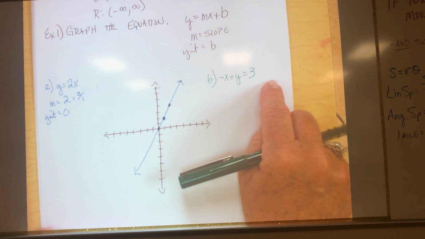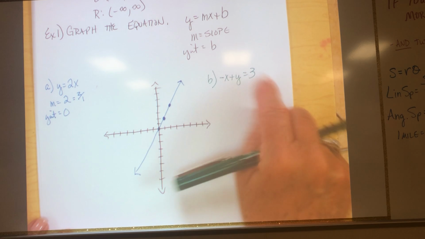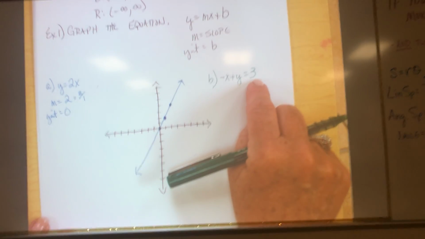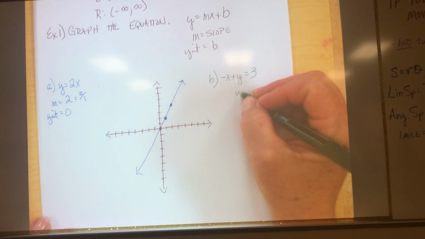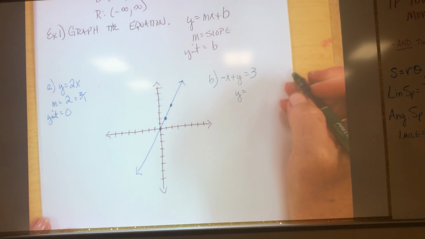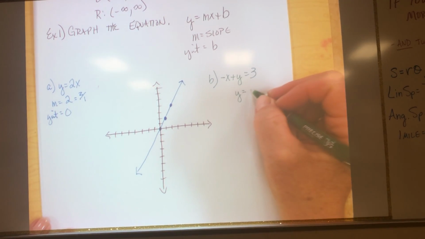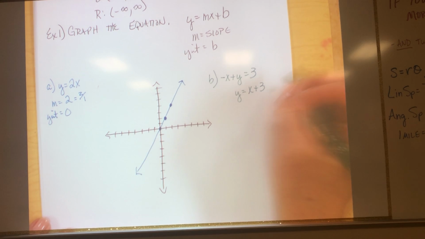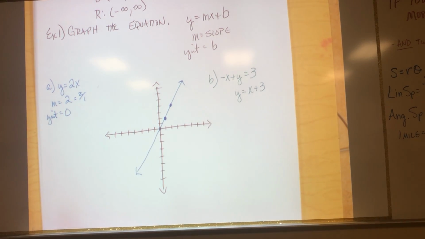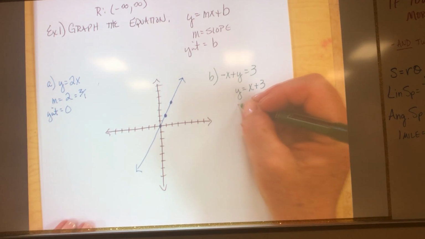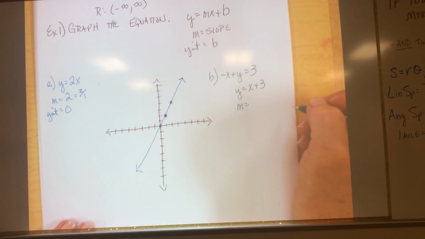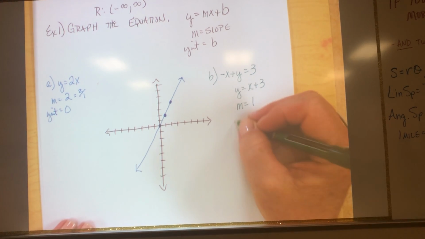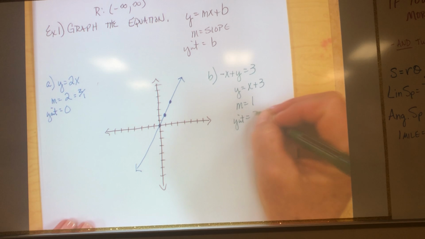But sometimes we think of easier ways to think about stuff. So I'm going to pull my x over to the other side of the equal sign, and what's going to happen to it? It's going to change the sign. So over here is negative. Over here, you'll be positive. It's just another way to think about it, guys. So what's my slope? y equals x plus 3, so 1. What's my y-intercept? 3.